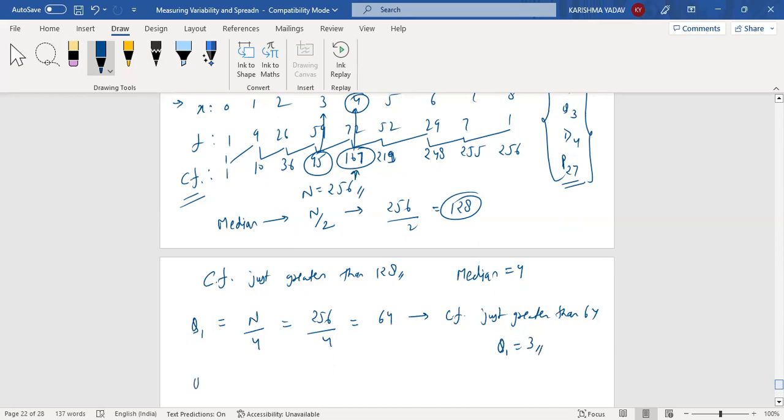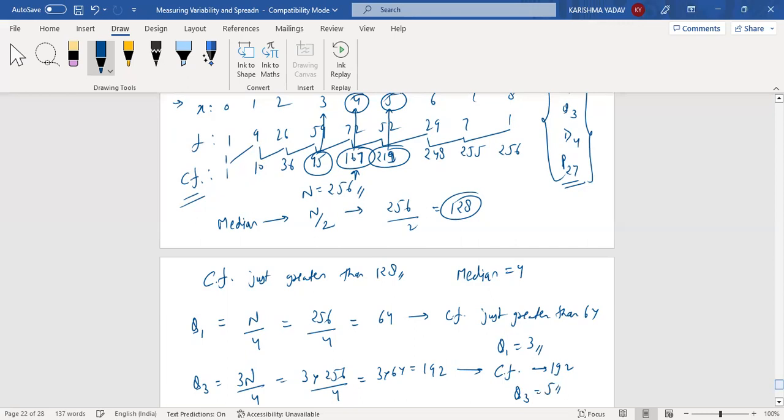Now let's find Q3. For that we calculate 3n divided by 4, that is 3 into 256 divided by 4, which is 3 into 64, that equals 192. So we look at the cumulative frequency just greater than 192, which is 219. The corresponding value to 219 is 5. So we got Q3 equals 5.